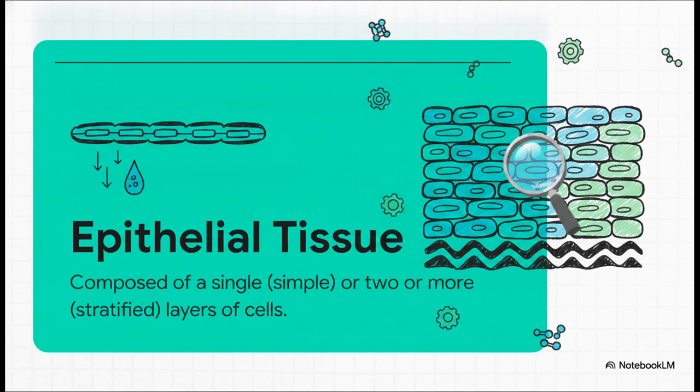To really understand how these organs function, we've got to break down the structural difference between the two main categories of these tissues. First up, we have simple epithelial tissue.